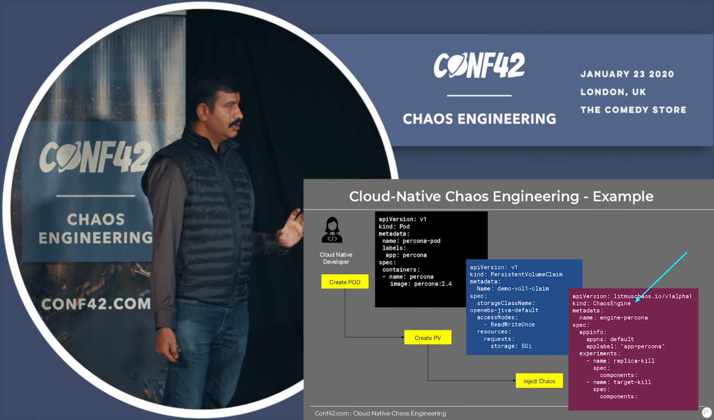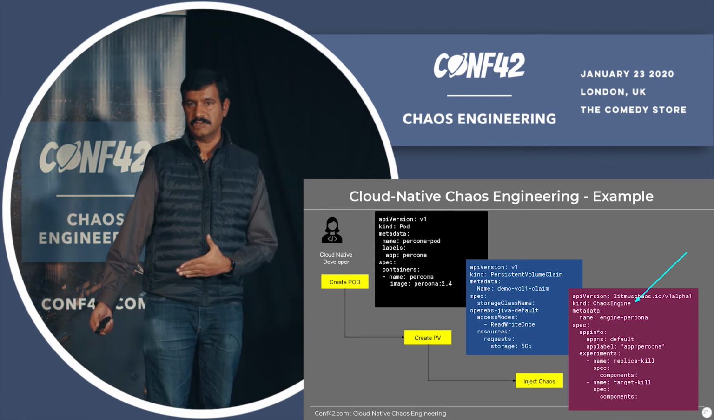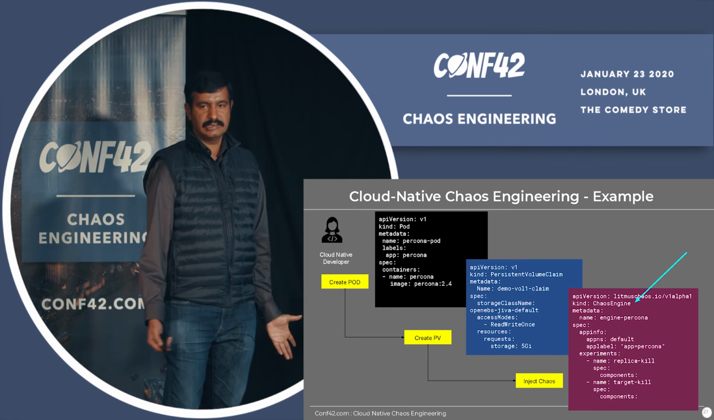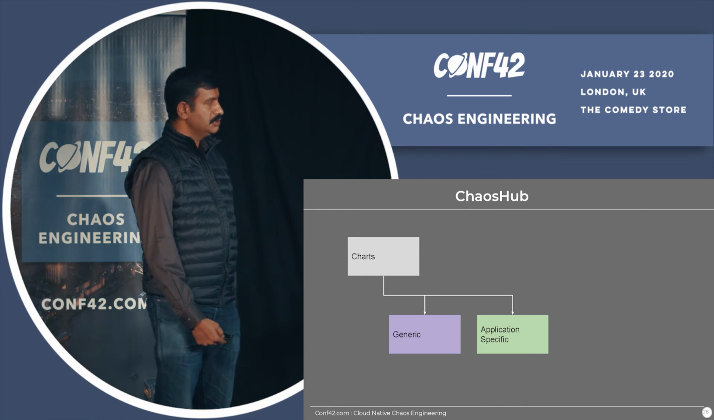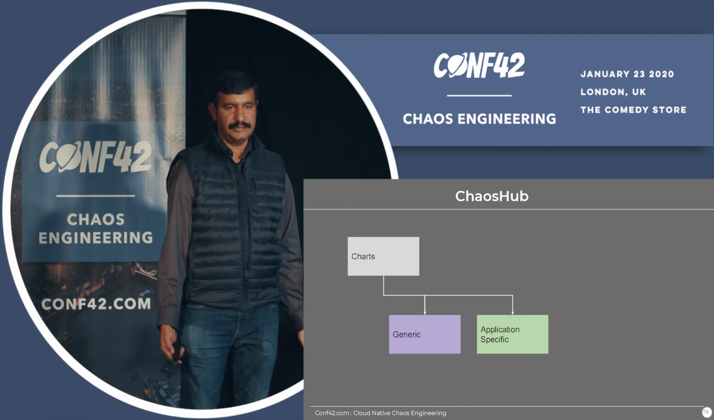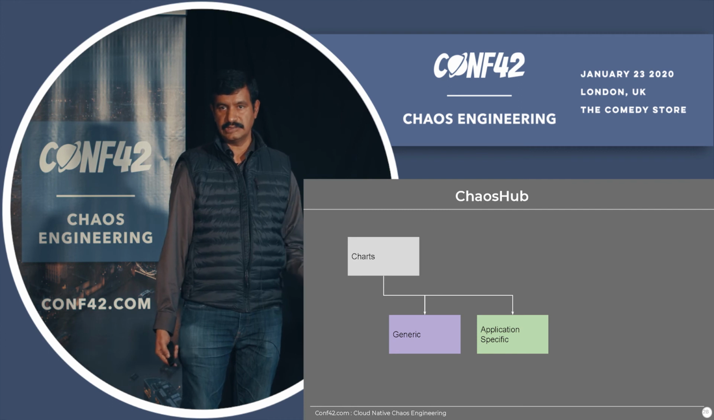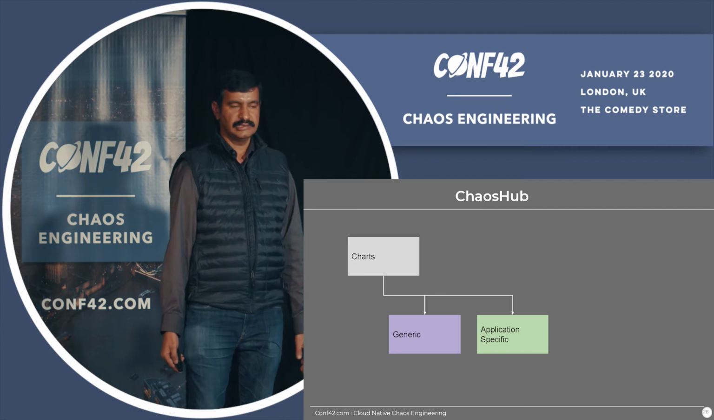So it's extending the concept of your experience with Kubernetes to do the chaos engineering also. So that's cloud native chaos engineering, just to summarize, right? On the ChaosHub, we generally have two types of experiments. One is generic, that is, generic chaos experiments for Kubernetes resources in general. And then there are application-specific ones, right?